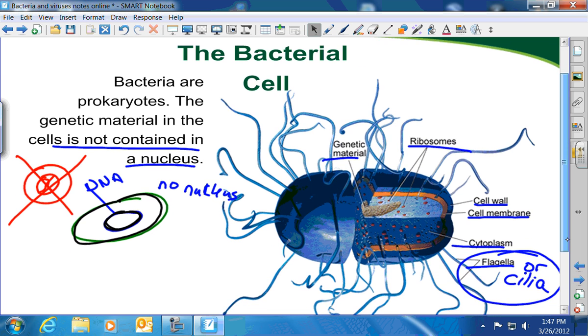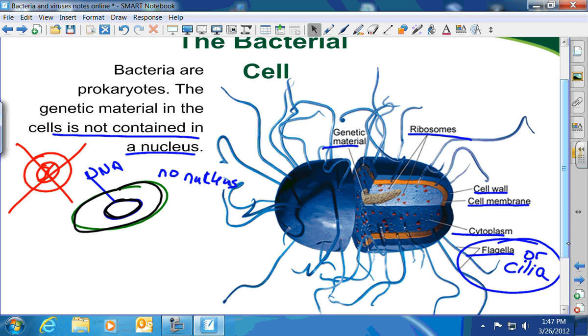Let's look at their structure here. They have genetic material. They have ribosomes. We have to have protein synthesis going on to be able to survive. Some have a cell wall. All of them will have a cell membrane. They all have some cytoplasm. And then the structures to make them move, their locomotion. Locomotion meaning to move, is flagella or cilia. Those are the 2 structures to help them move.